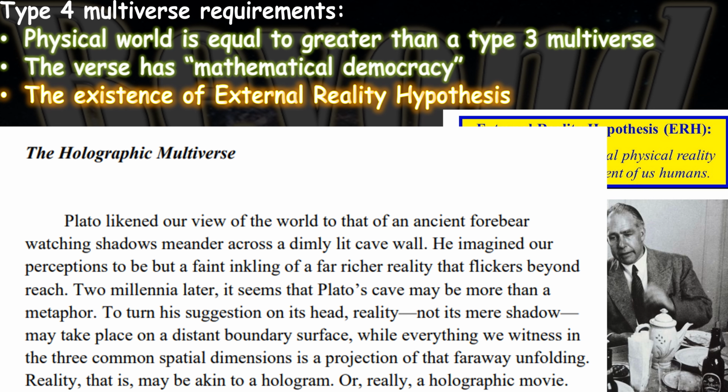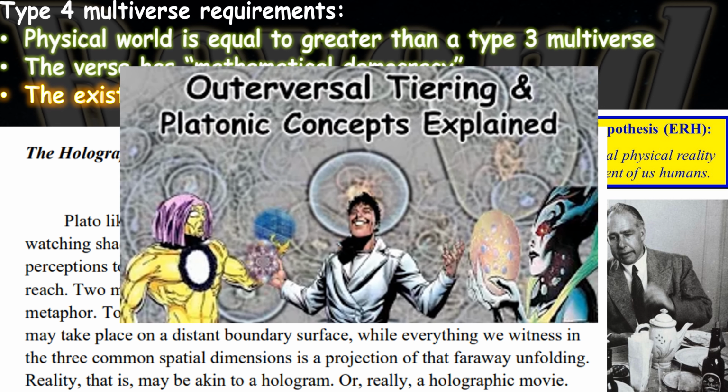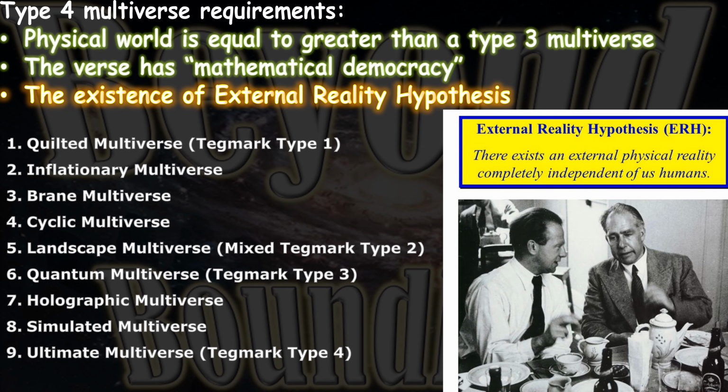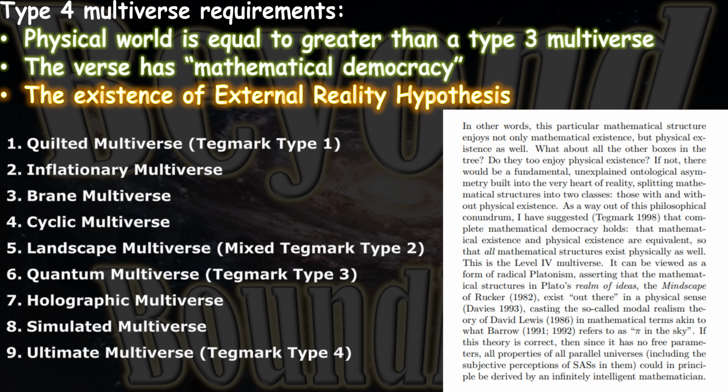showing something is outerversal. As we all know, Platonic concepts are outerversal. This is even shown in Tegmark's work for his Type 4 multiverse, a much greater multiverse than the holographic one, as it is the 9th one on the list. The Type 4 multiverse directly stating that it uses Plato's forms as just one of its mathematical axioms.